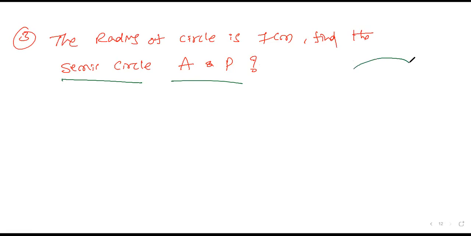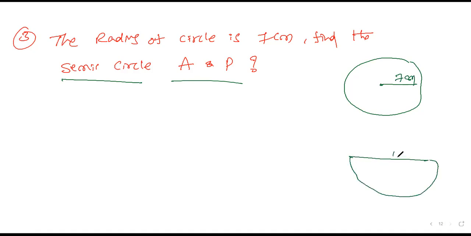So the data they mentioned: this is a circle, the radius is 7 centimeters. They are asking for a semicircle, which means please draw the semicircle like this. Semicircle means the radius is 7 centimeters, same circle, you make it with the same 7 centimeters radius. So I think we are very clear about the formulas.